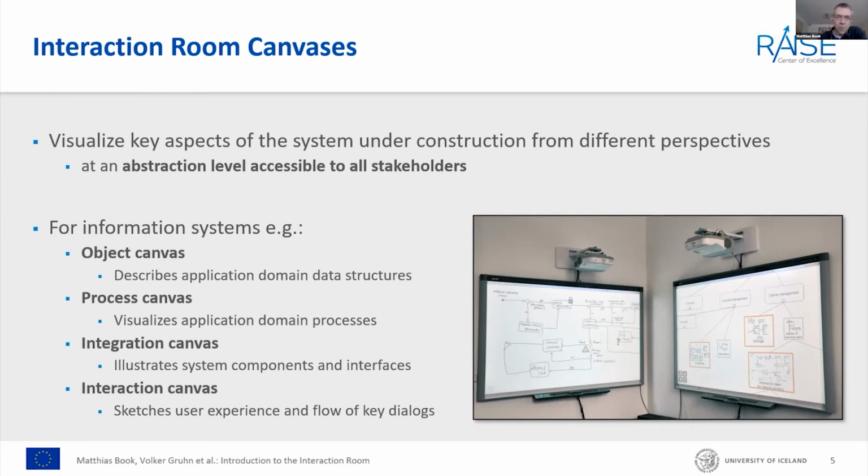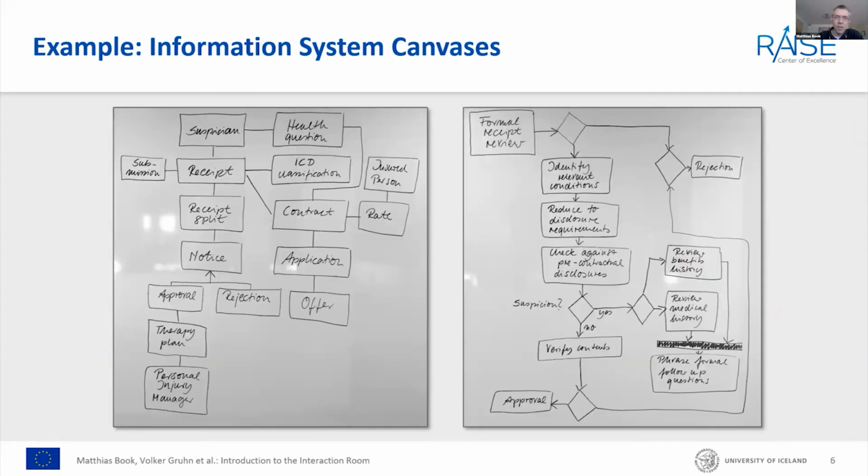For the information system, it has been proven to focus on the static and dynamic aspects of the system itself. So for example, the application domain data structures, the application domain processes, the components of the system, how they're interfacing with one another, and maybe how the user experience with the system is. Which means all the basic building blocks and their interaction in a system at a level that is sufficient for everyone to become aware of how the system is supposed to work. And this can be relatively high level.